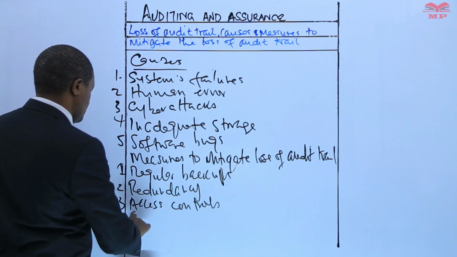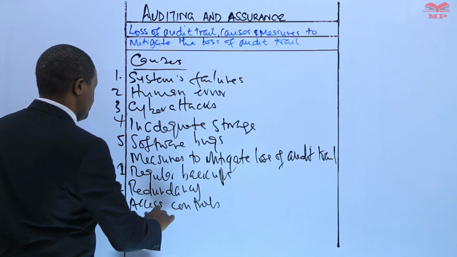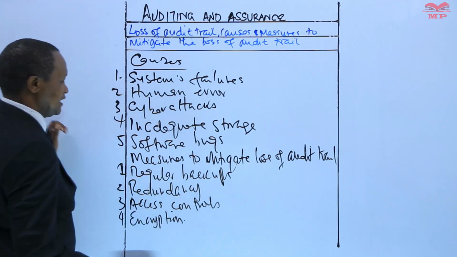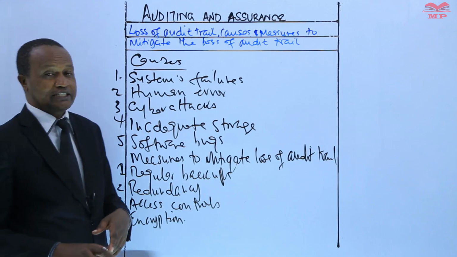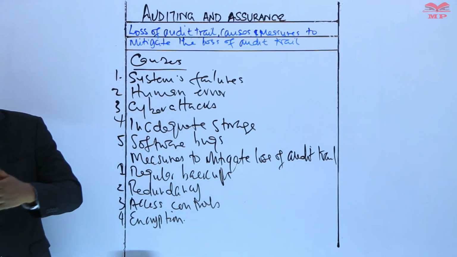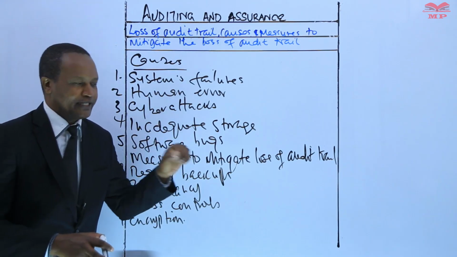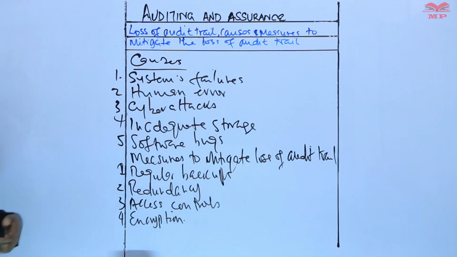Number 4, encryption. Encrypt audit logs to protect them from unauthorized access or from tampering.